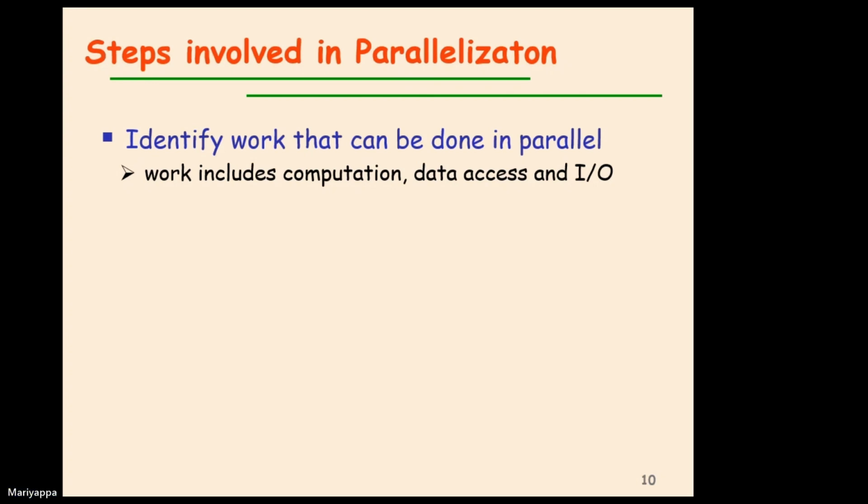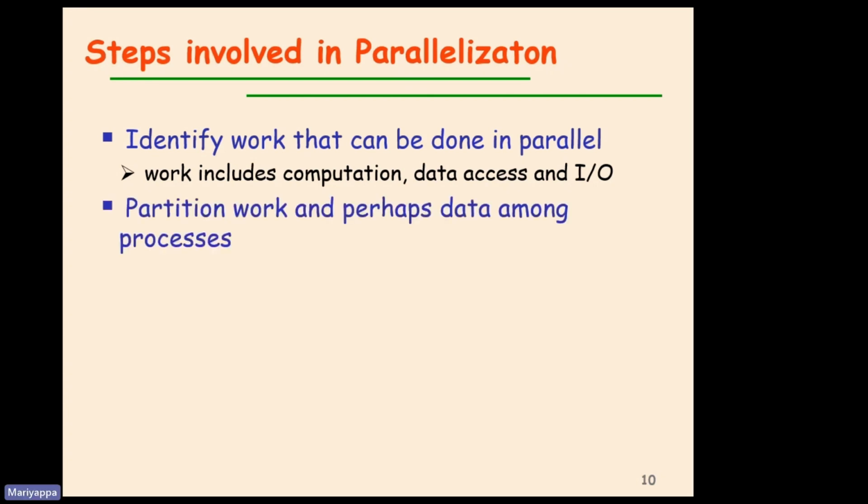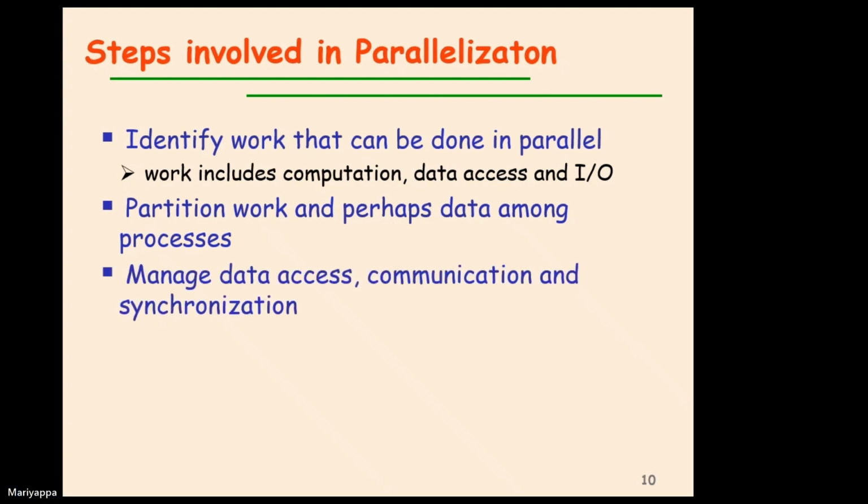So identifying this is what we call the first step, decomposing the work into smaller tasks that can be executed independently. Before I go to the second step, how do you do this partitioning? It can be done in two possible ways. One is called domain decomposition, and the other is called task decomposition. I'll talk about these two with specific examples.